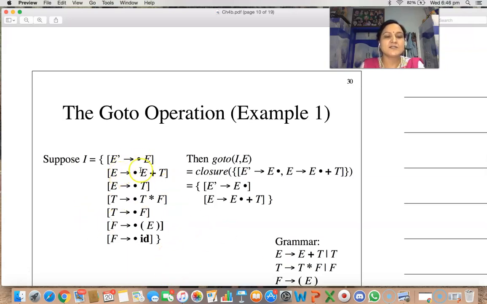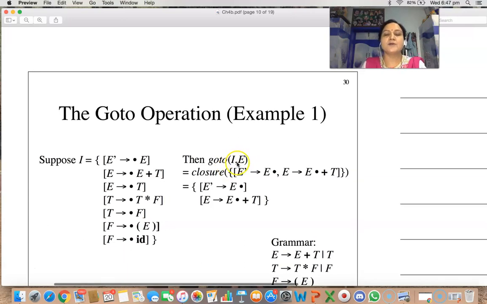Suppose the closure of I we have just computed is: E' → ·E, E → ·E + T, E → ·T, T → ·T * F, T → ·F, F → ·(E), and F → ·id. So how do we compute the goto of this I? After the dot, whatever symbols are there, we take those in the transition in the DFA. So goto(I, E). E is one of the grammar symbols. So how do we compute goto(I, E)? We compute it by computing the closure.